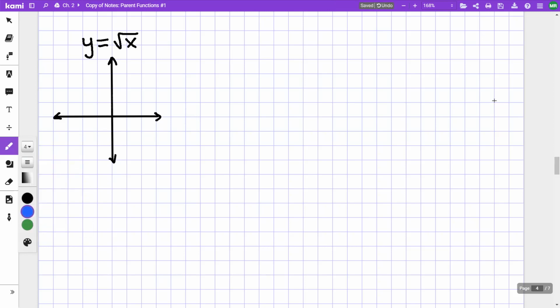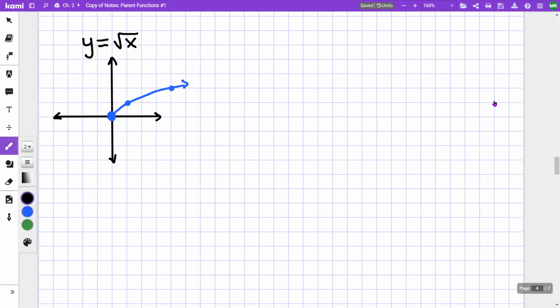I would have a starting point at 0, 0. And then this graph is going to go to the right. We just sketched it because the square root of 0 is 0. That's why I have 0, 0. The square root of 1 is 1. The square root of 4 is 2, and so forth. And so that is what that graph looks like.